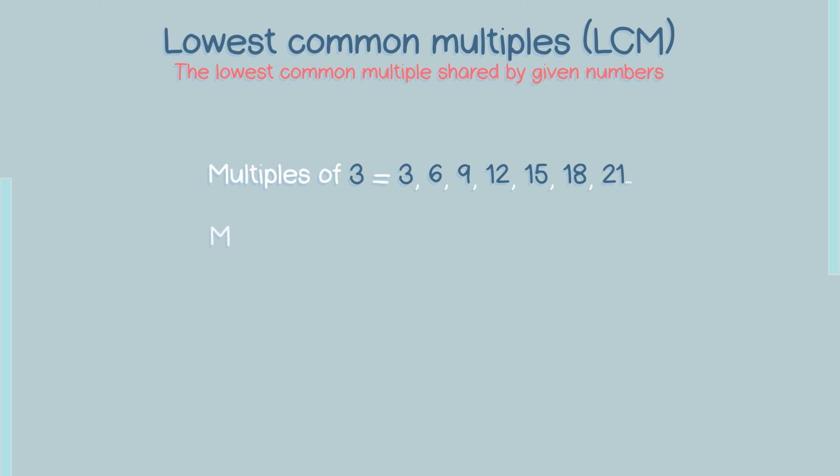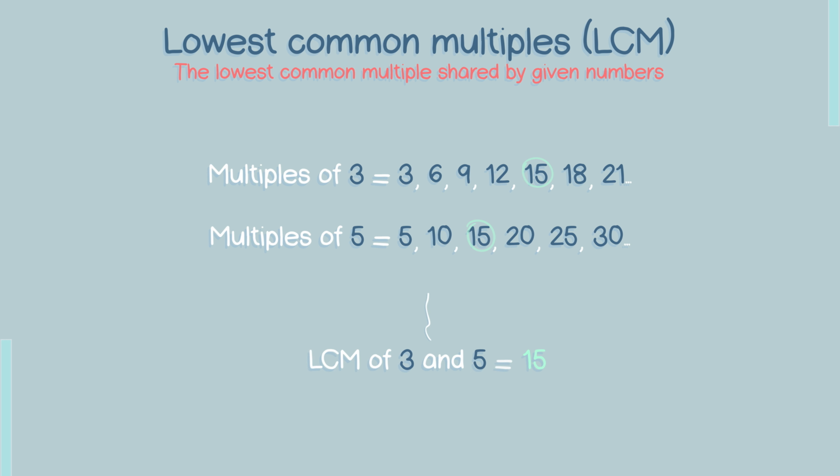Finally, before we move on to our real-world examples, lowest common multiples. So the lowest common multiple is the smallest number shared by 2 or more numbers as a multiple. So here are some multiples of 3, and here are some multiples of 5. And can you see the lowest multiple that they have in common? As we go through our set of multiples, we find 15 to be the lowest for both 3 and 5. So 15 is the lowest common multiple of 3 and 5.